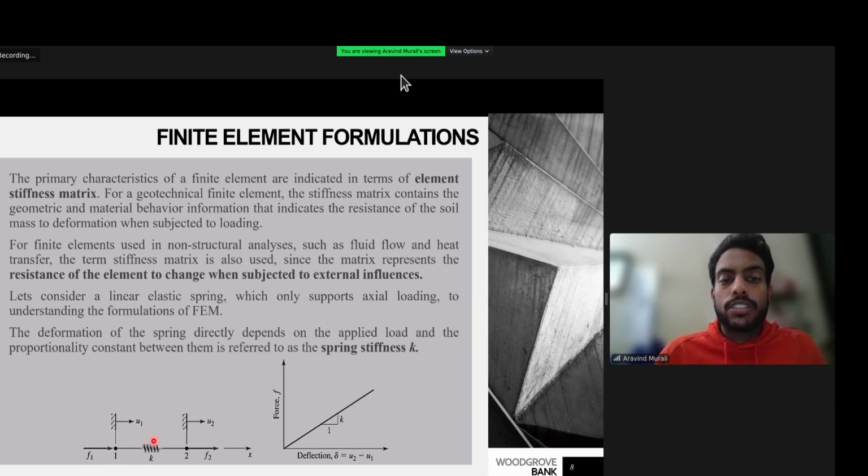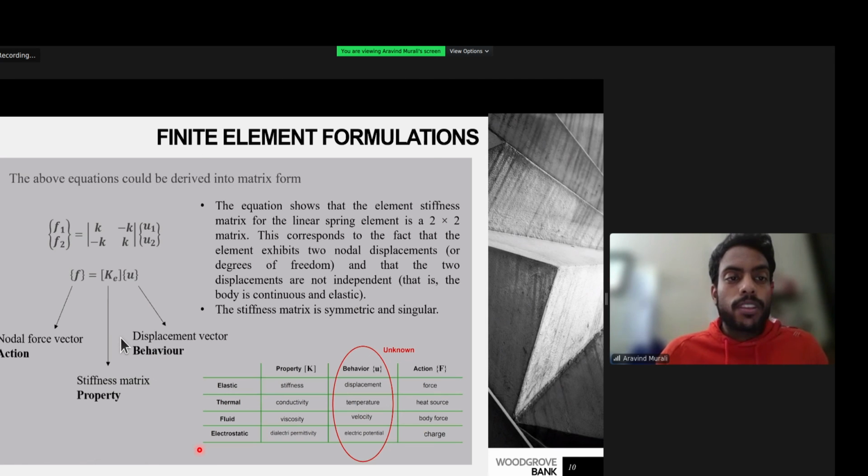this spring under consideration. So the above equation could be derived in the form of a matrix as shown below. The F vector represents the nodal force as the action. The U vector represents the displacement of the nodes as the behavior of the sample, and the properties of the spring are embedded inside the stiffness matrix.